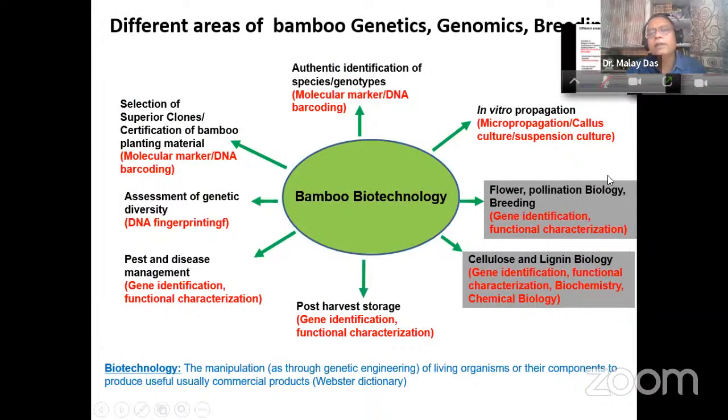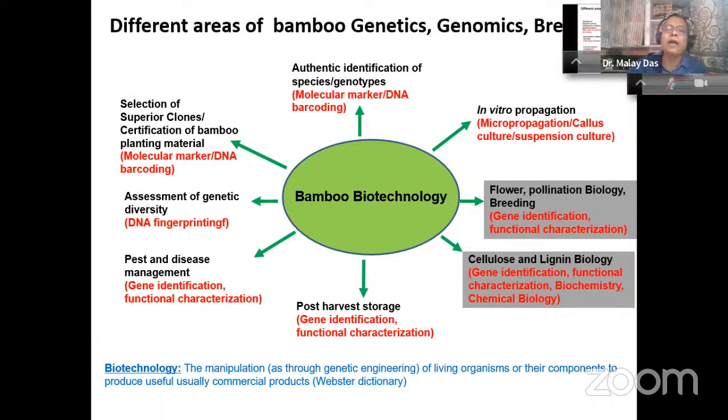Now, so far, just in a nutshell, if I want to summarize the major areas where a lot of work has been done in bamboo genetics, genomics, and breeding, these are areas such as development of molecular markers for the purpose of authentic identification, standardization of the tissue culture method, and in some cases, transformation protocol standardization.